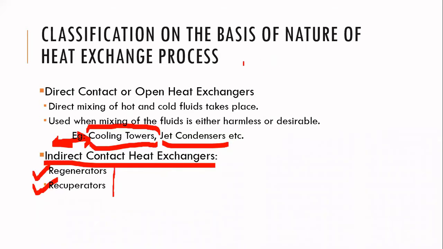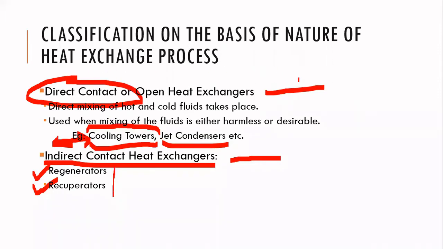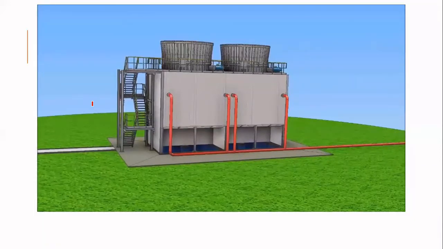If we have two streams of fluids, in direct contact heat exchangers the streams will be allowed to mix up. In indirect contact heat exchangers, the streams are not allowed to mix up. These will be separated by some solid boundary. We use direct contact only when the fluid properties are not going to be affected after mixing, and the mixing is not going to affect the functioning of the system. One of the examples of a direct contact heat exchanger is the cooling tower. We will see the working of a cooling tower in the next slide.